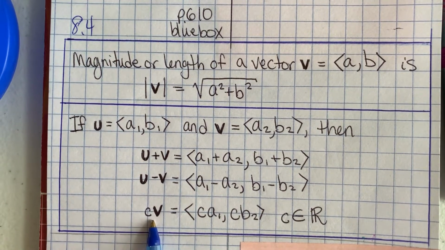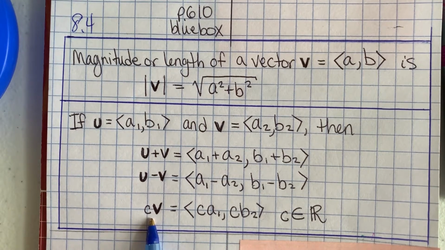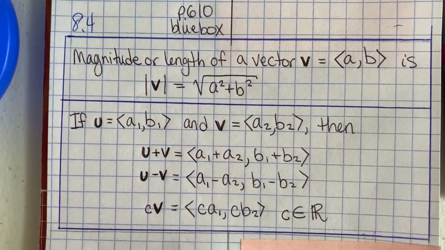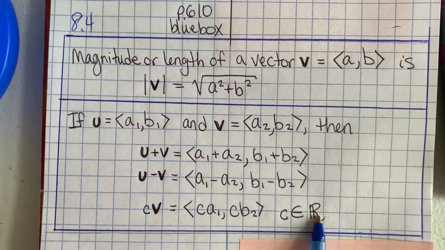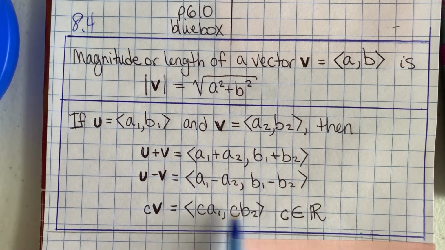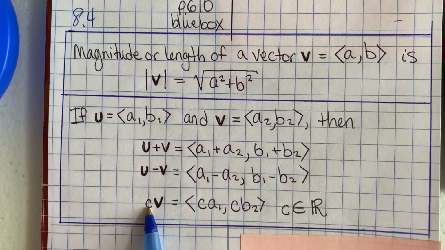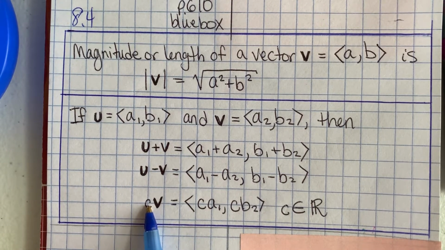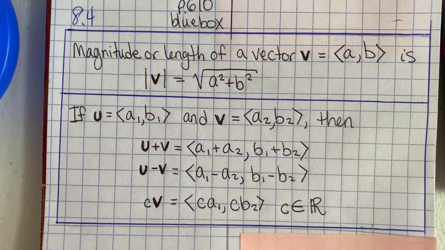And then c, what if we were to multiply it? What if I wanted to double the vector, 2v? I'd multiply 2 times the a and 2 times the b. And that works for any real number. Your c, your multiplier, could be any real number. It could be a half. You could take a fraction, a whole number, an integer. You could take a decimal, a negative, just as long as it's a real number.